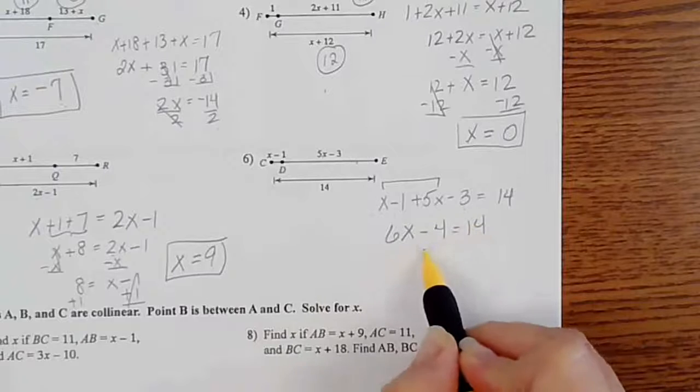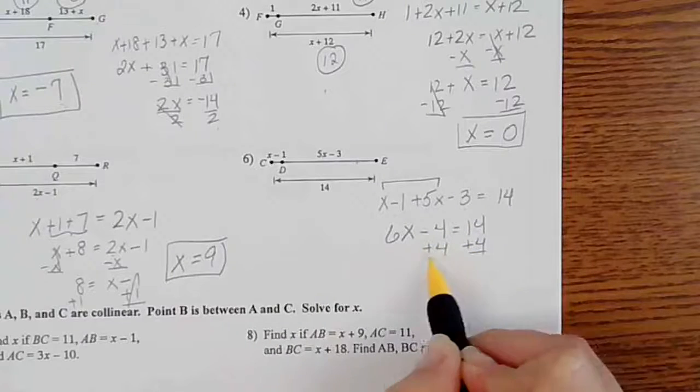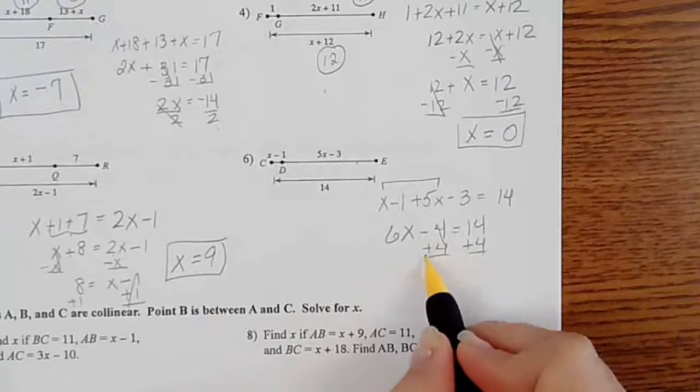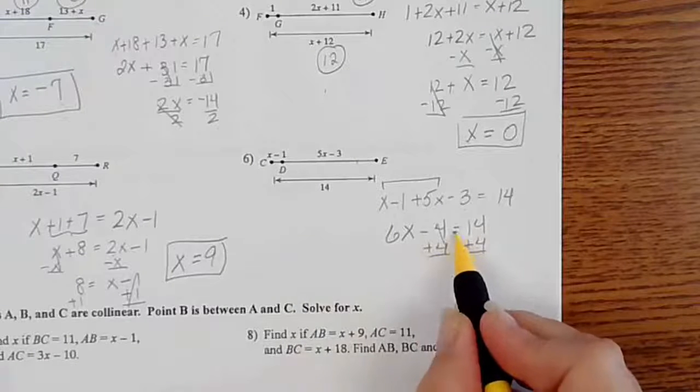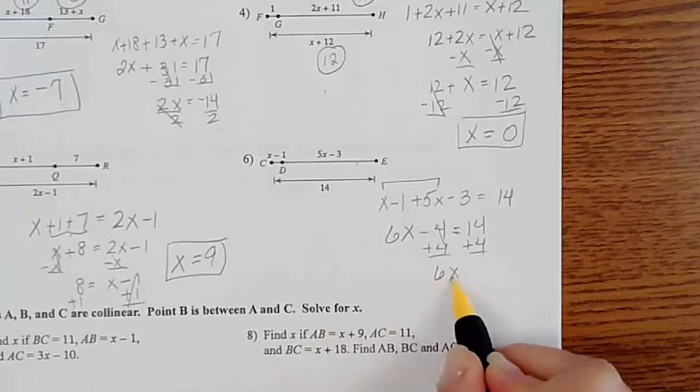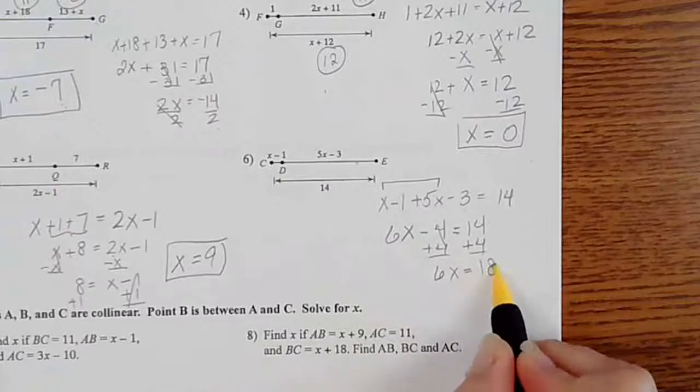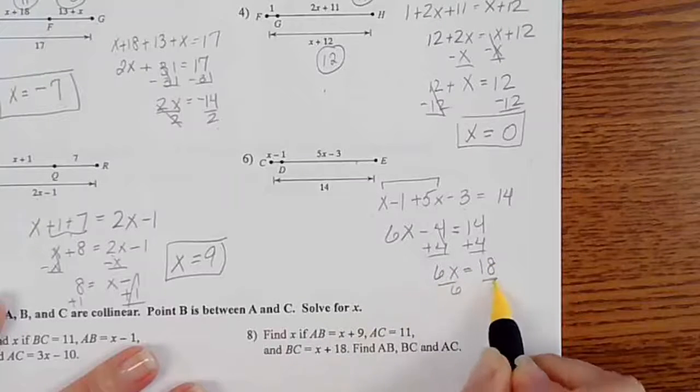Add the 4 to the other side. That's when you do the opposite, right? When it changes sides of the equation, so it crosses that equal sign. 6x is equal to 18, and I'm going to divide by 6, divide by 6, x equals 3.